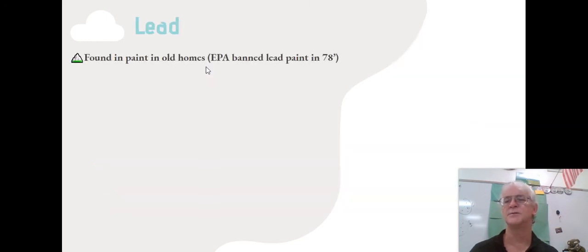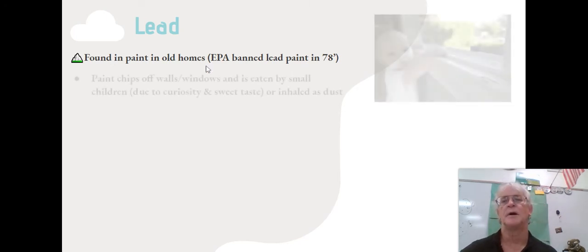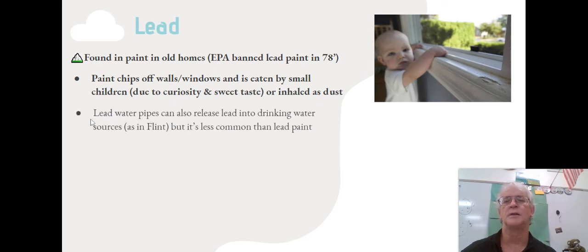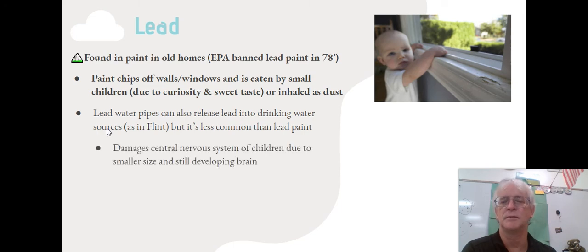Lead. Lead is found in paint in homes built before 1978. Paint chips off windows and walls, and it is eaten by small children because they're curious. They put anything in their mouth, and it tastes sweet. Or it can be inhaled as a dust after the paint is broken up. Lead pipes in old homes can release lead into the drinking water, such as what happened in Flint, Michigan, but it's less common than lead paint.